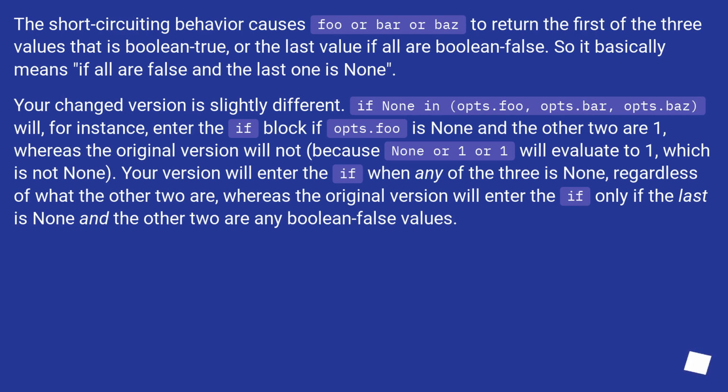If None in ops.foo, ops.bar, ops.baz will, for instance, enter the if block if ops.foo is None and the other two are 1, whereas the original version will not, because None or 1 will evaluate to 1, which is not None. Your version will enter the if when any of the three is None, regardless of what the other two are, whereas the original version will enter the if only if the last is None and the other two are any Boolean false values.